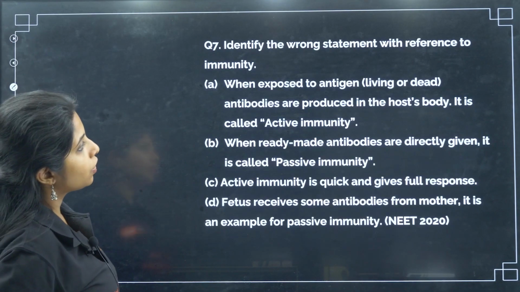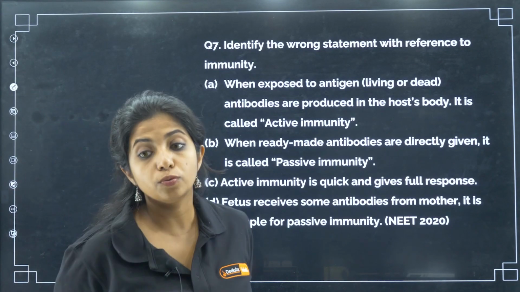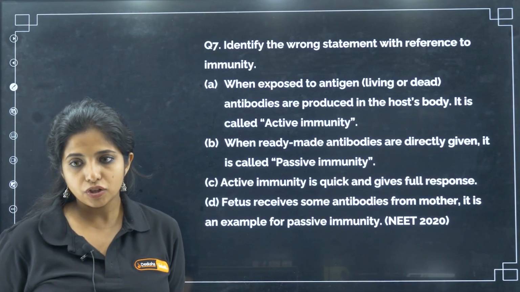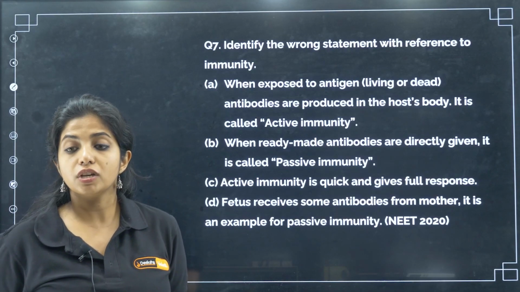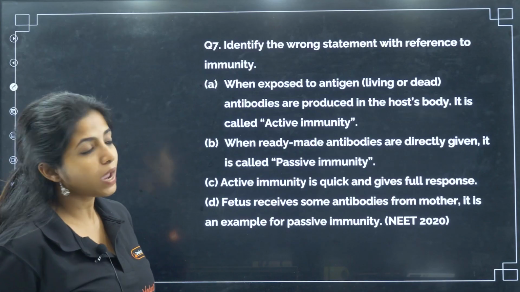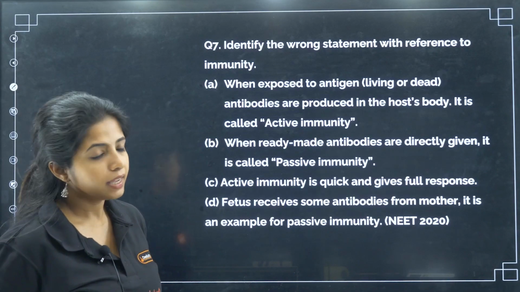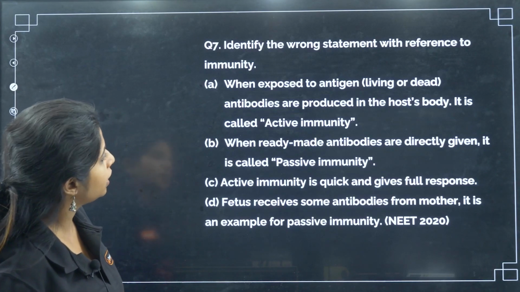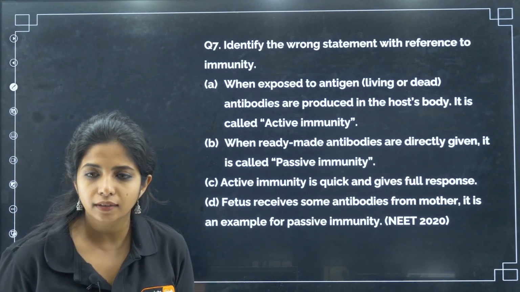Next, identify the wrong statement with reference to immunity. When exposed to antigen, living or dead, antibodies are produced in the host body. It is called active immunity.